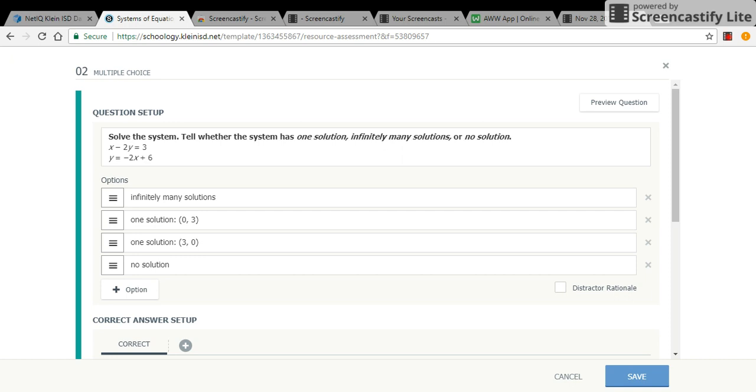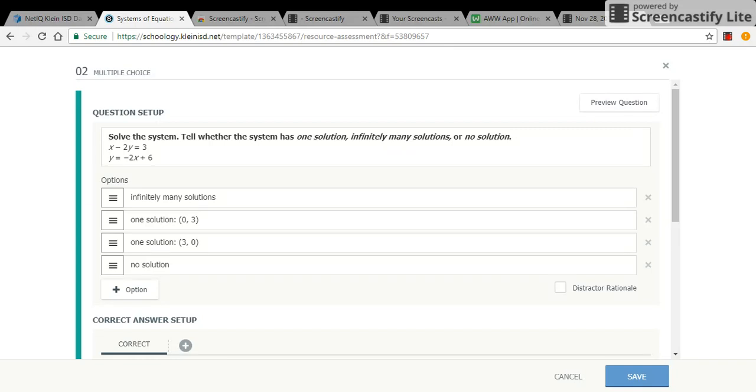All right, so we're going to go ahead and do question number 2. Again, my question number 2 might not be like your question number 2, but this one says solve the system. Tell whether it has one solution, infinite solutions, or no solution. From first look, you probably can't tell if it has one, infinite, or none. So you're going to have to go ahead and try to solve for this problem.